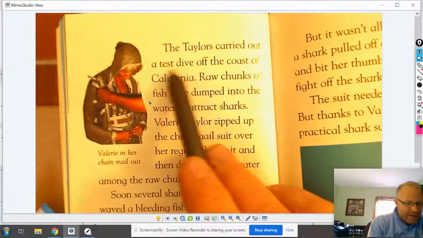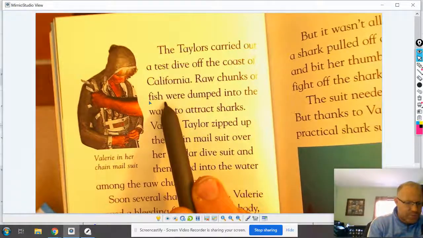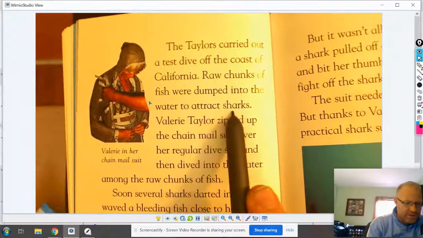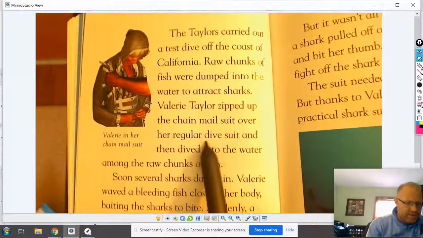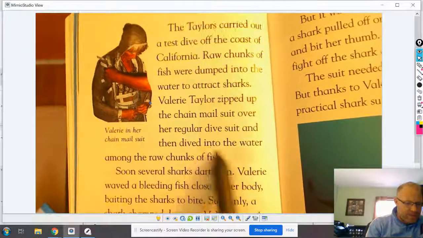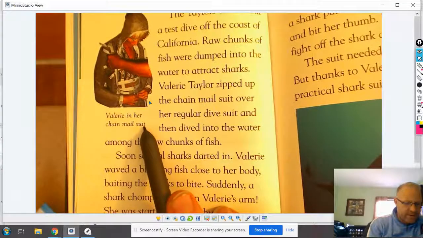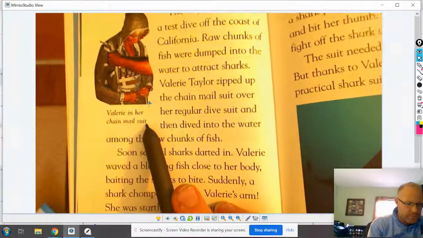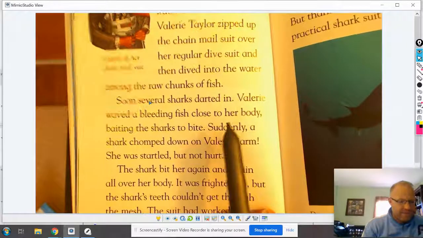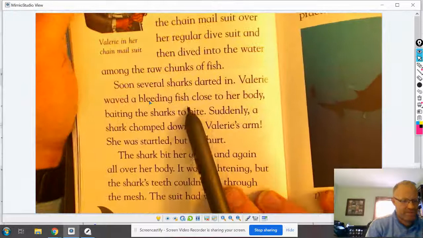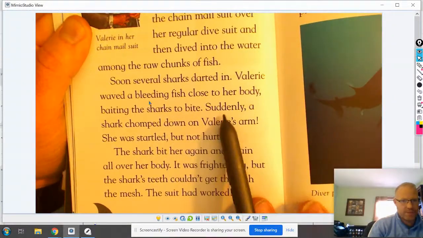The Taylors carried out a test dive off the coast of California. Raw chunks of fish were dumped into the water to attract sharks. Valerie Taylor zipped up the chainmail suit over her regular dive suit and then dived into the water among the raw chunks of fish. This is Valerie in her chainmail suit. Soon, several sharks darted in. Valerie waved a bleeding fish close to her body, baiting the sharks to bite.